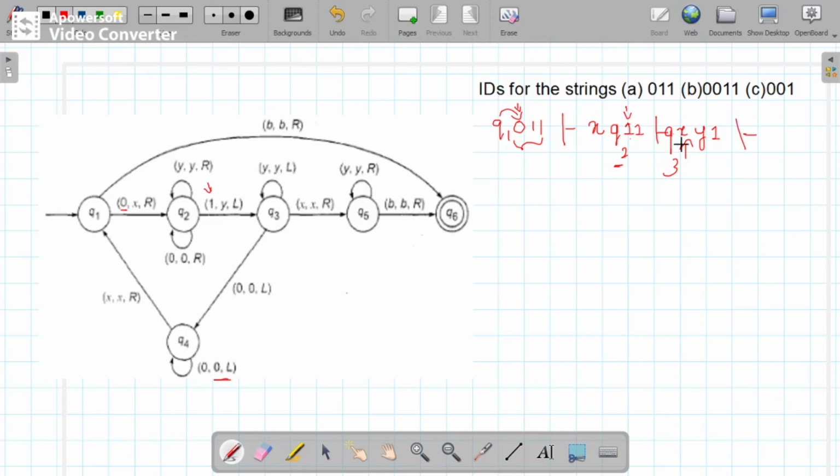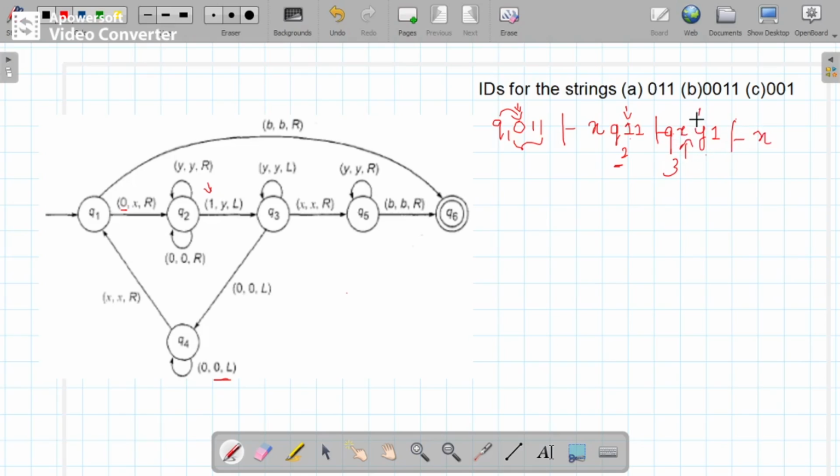So next, q3 on x. q3 on x goes to q5, you can see here. So q3 on x goes to q5, but what will happen with the x? X is replaced by x itself. That means nothing will happen with this character. So you are going to write it as it is, x x R.